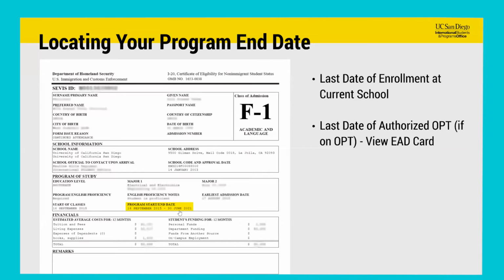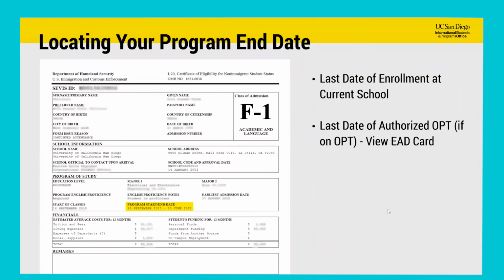You took some extra classes, perhaps, and now you're able to graduate 2 or 3 quarters early. So you would always just note the last date of enrollment at your current school, okay? If you're currently on OPT, then you want to look at your EAD card. And on your EAD card, it will have your approved OPT start date and end date.